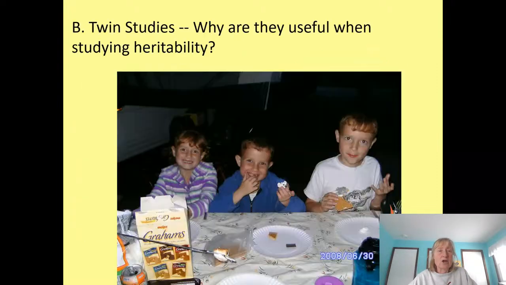Next time, we're going to talk about twins and twin studies, why they're useful for studying heritability, and we'll finish this lecture later.